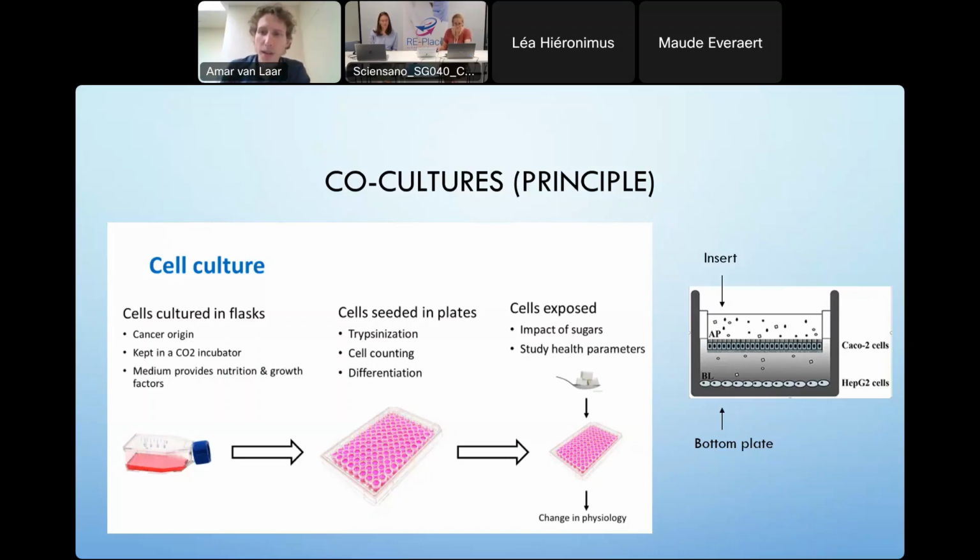If you now go to a co-culture model to the right, you can see that the model has two layers. So you can add intestinal cells to an insert, that's a top layer, and then liver cells to the bottom of a plate, which is like a normal monoculture plate, but such a co-culture has an additional layer on top.